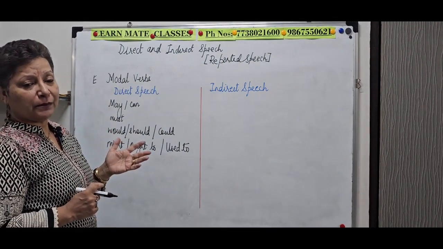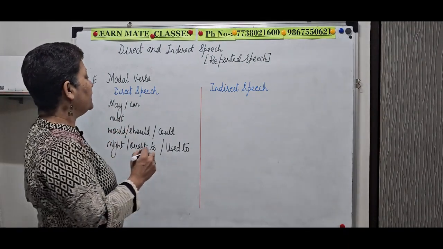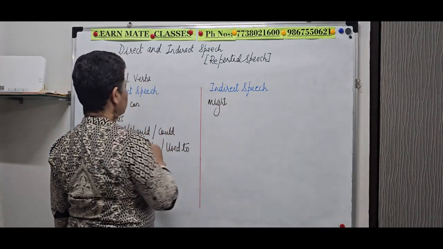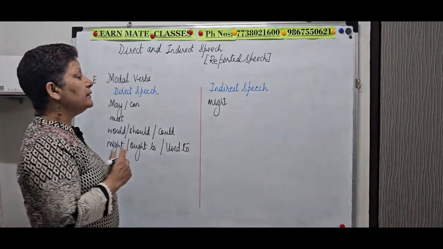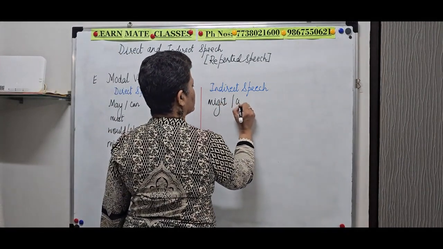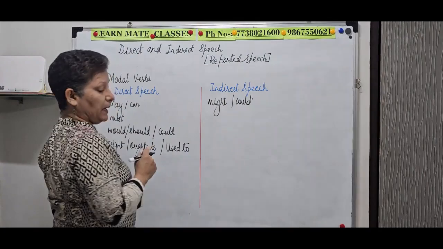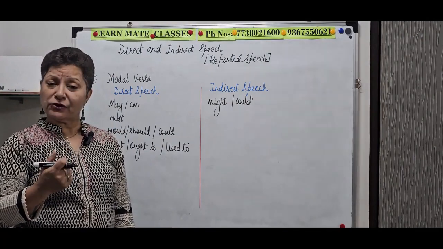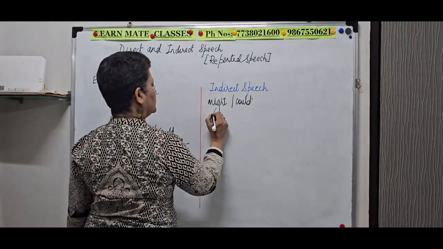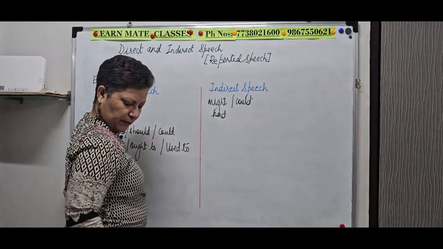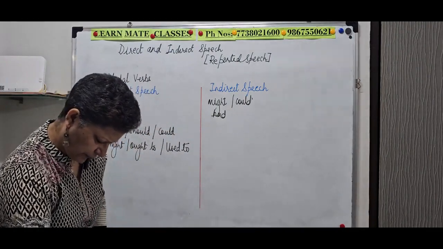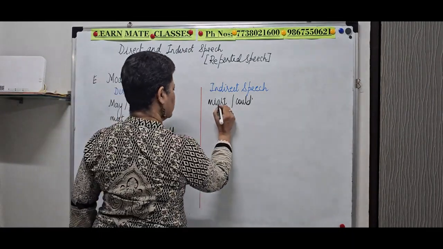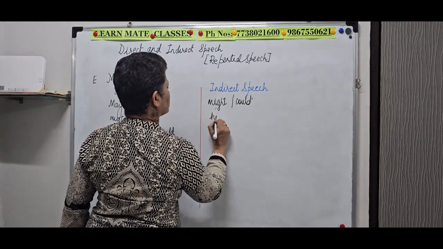Now, may. He said, I may be able to do that. So, he said that he might be able to do that. So, may becomes might. I can do that. He could do that. So, can becomes could. Must. I must do this. So, how do I change that? He must do it or he had to do it. So, this becomes had to.